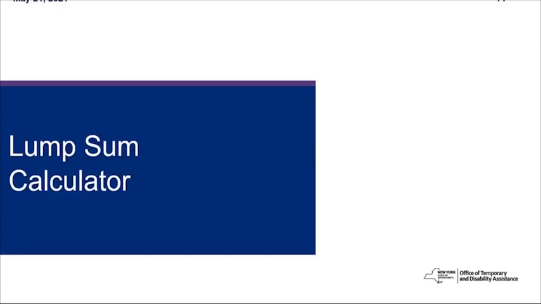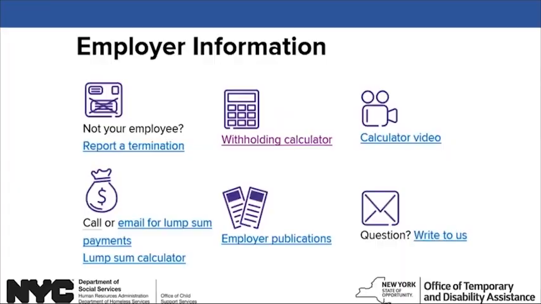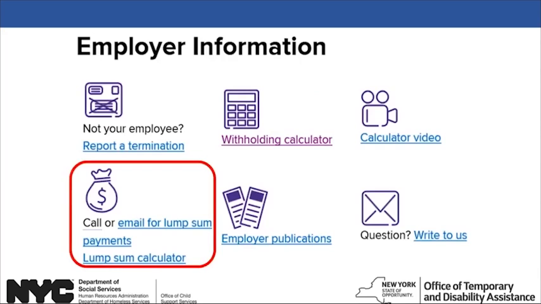We'll now move on to the lump sum calculator. Remember, you can find the link for the lump sum calculator on the childsupport.ny.gov website. Click on the Employer tab at the top of the page and then click on Employers or Calculator to find the lump sum calculator.